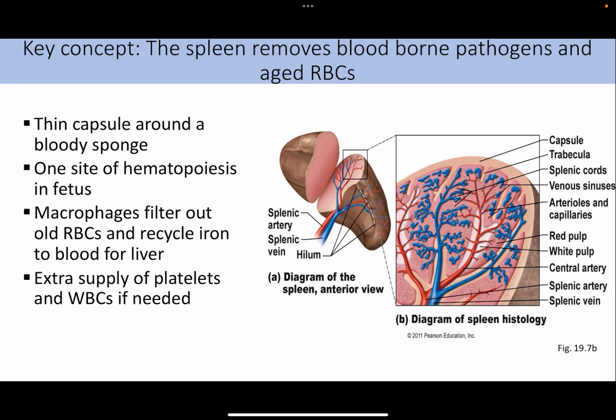it is an extra supply of platelets and white blood cells if we need it. So it's like a little immune cell reservoir that we have. So if we have a bad infection, our spleen can then release some white blood cells to help with that particular infection.